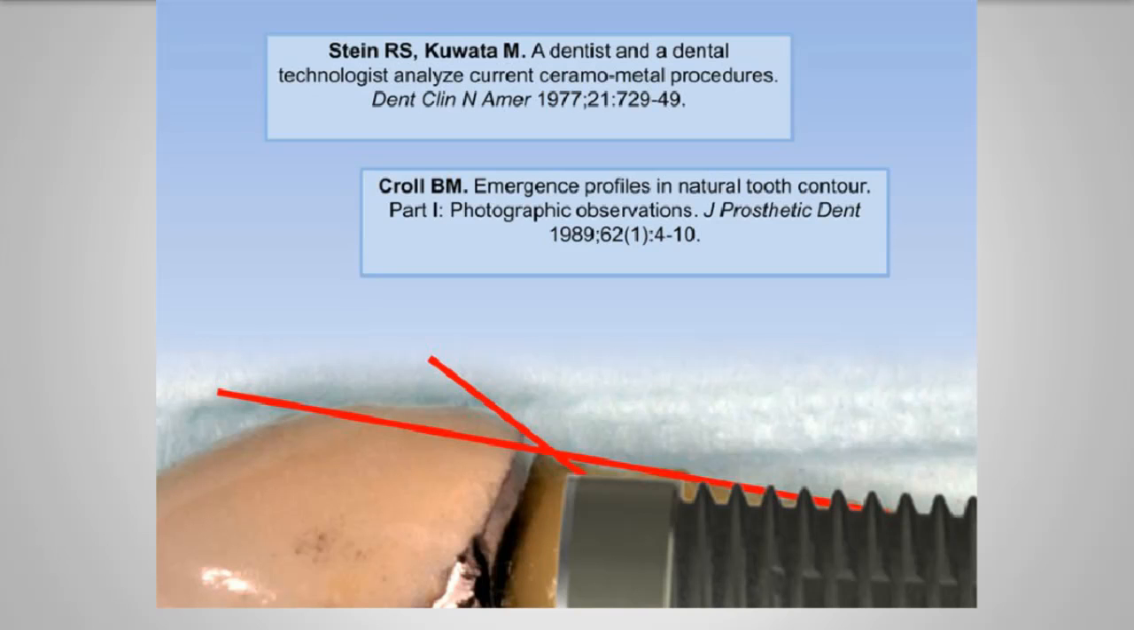So almost by definition, our emergence profiles on our abutments and our crowns have to be divergent. They have to be over-contoured, so to speak, relative to the size of the implant, because we have to push that tissue out and get back to the height of contour and the anatomy that we're trying to capture in the natural tooth.